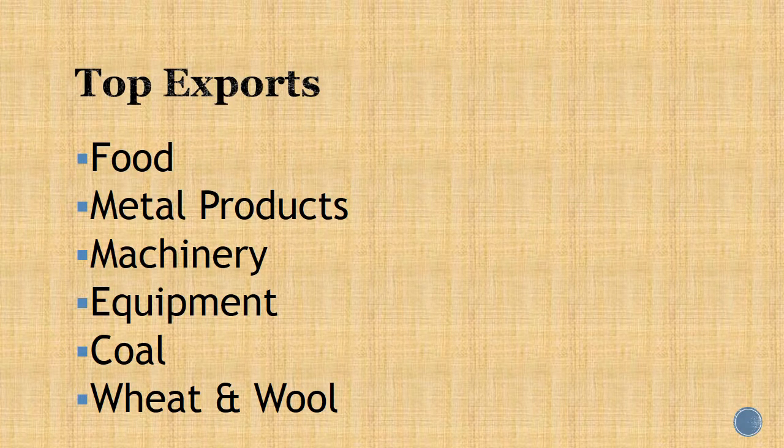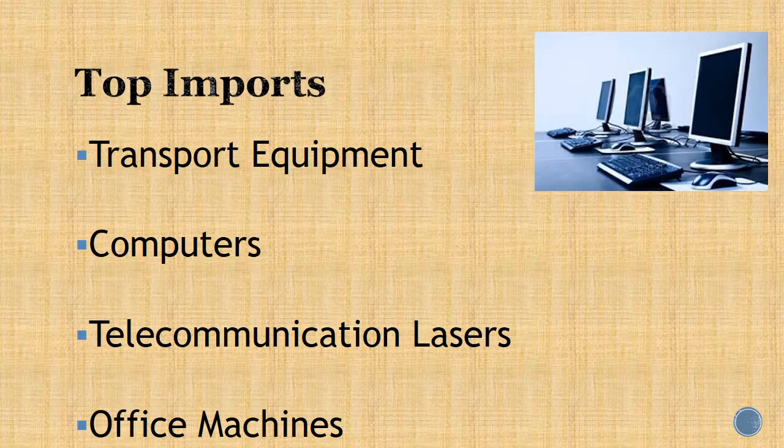Australia's top exports include food, metal products, machinery, equipment, coal, wheat, and wool. Their top imports include transport equipment, computers, telecommunication lasers, and office machines.